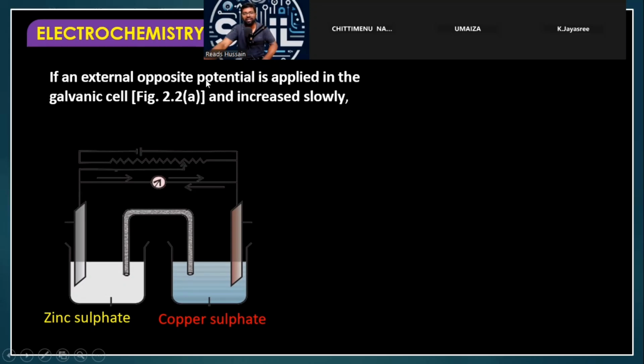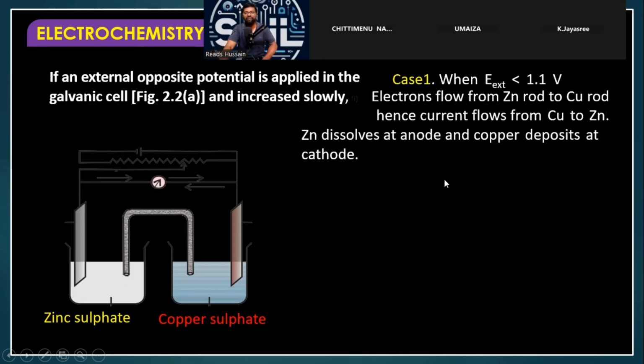See here, if an external opposite potential is applied in the galvanic cell and increased slowly, what happens? In case 1, the external voltage is less than 1.1 volt. Why have we taken 1.1 volt? This is the actual voltage produced in the galvanic cell arrangement when you take zinc sulfate or zinc nitrate, copper nitrate solutions. Then electrons flow from zinc rod to copper rod.